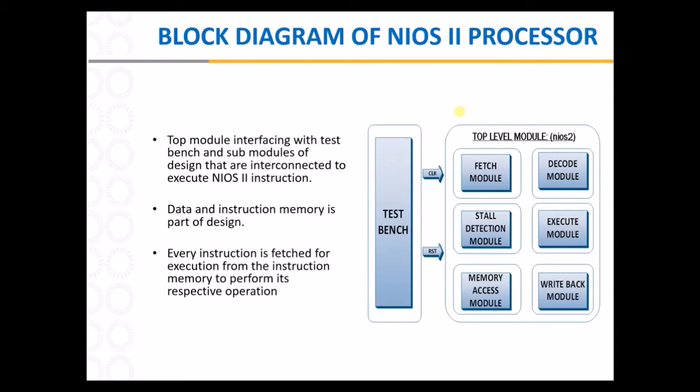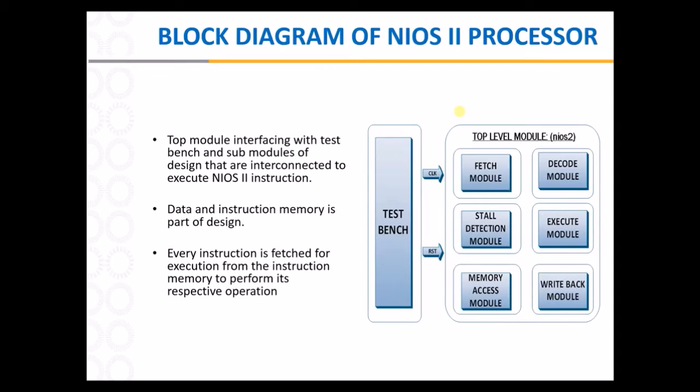Coming to the block diagram of the NIOS II processor, the block diagram shows the top level module NIOS II processor, and there are sub-modules shown in the figure. The test bench is used to give clock and reset to the main module, and the top module is used to interface with the test bench and the sub-modules of the design that are interconnected to execute the NIOS II instruction.